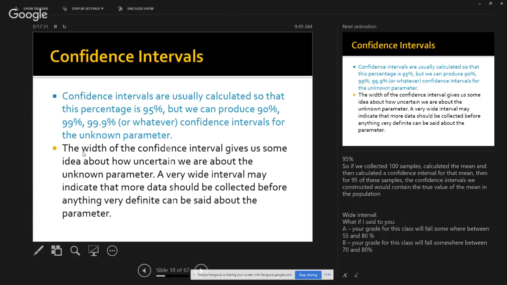The width of the interval is important. It tells us something. It tells us how uncertain we are, or certain. A very wide interval may indicate that we should collect more data. You're hoping that your interval is narrow, is small, because it means that it probably is a good estimate.